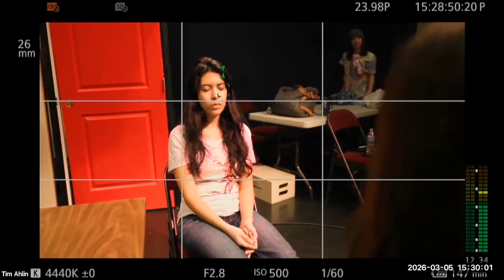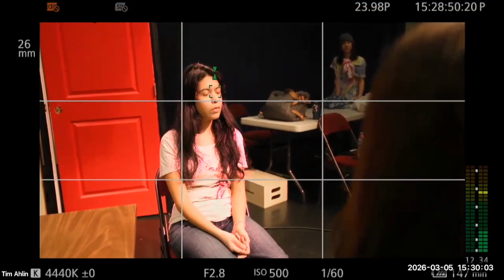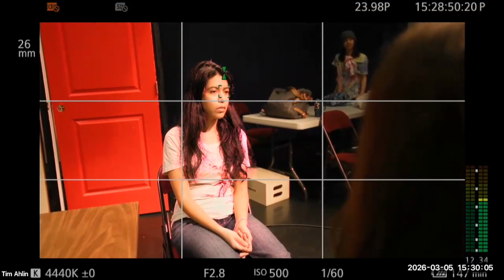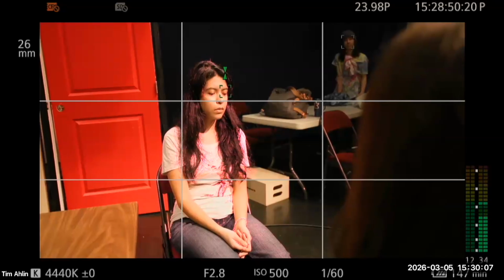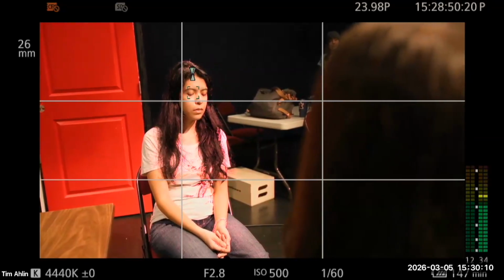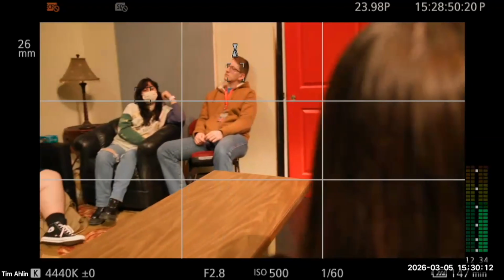You've been on our sets and you see that we'll do setups where it's wide shot, close up, reverse close up, and we all are going to stay on one side or the other.